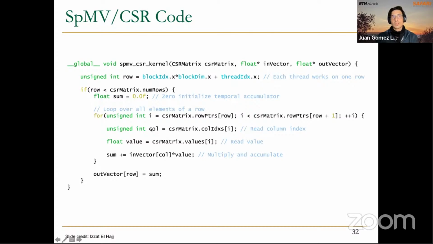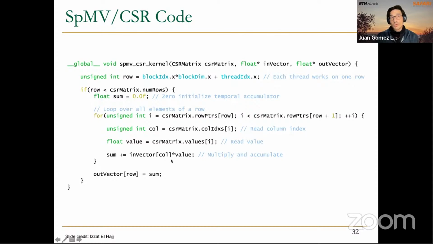For each of the elements, it finds the column index, it finds the value, performs the multiplication, and accumulates in some variable that is later stored in the output array. So as you see here, we don't need atomic operations, but as we have already discussed in the previous slide, we will have load imbalance and we will have uncoalesced memory accesses.